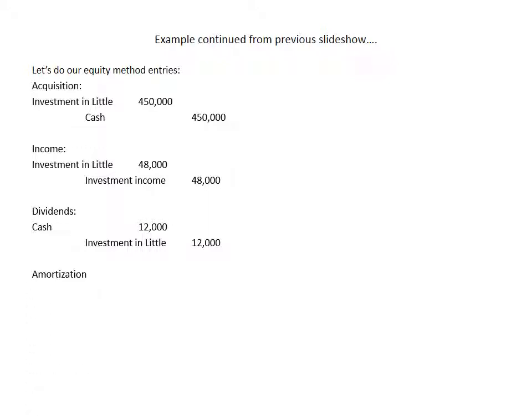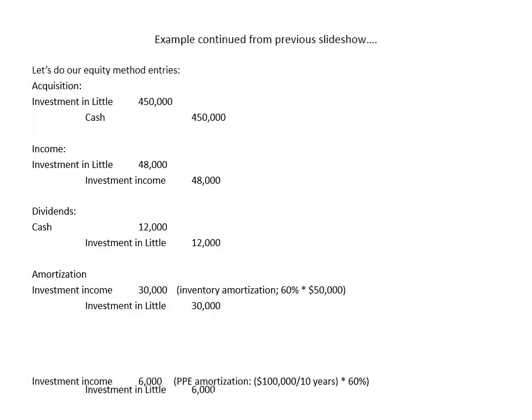And then amortization. Again, it's always going to be income, dividends, amortization. For the amortization, we've got two things going on. First, we have the amortization related to the inventory. Inventory was undervalued by $50,000. Our share of that was $30,000, and that's being written off entirely in the first year because we assumed a FIFO inventory basis. So we're going to reduce our investment account by $30,000 and reduce our investment income by $30,000.